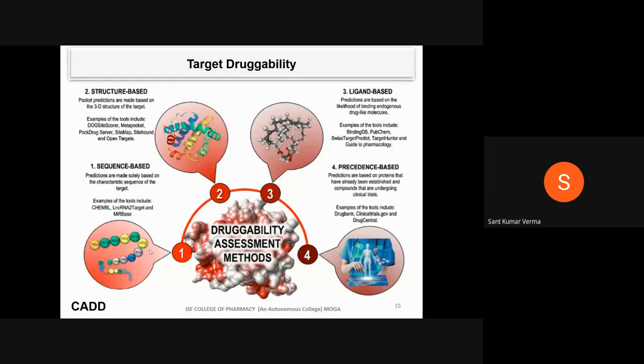Predictions are based on the proteins that have already been established and compounds that are undergoing clinical trial. If a similar molecule, a molecule containing the same moiety, is in clinical trial, you can say that this molecule can bind to a similar target, or that the particular target is good or fit for this ligand. Examples of tools include DrugBank, clinicaltrials.gov, and Drug Central.